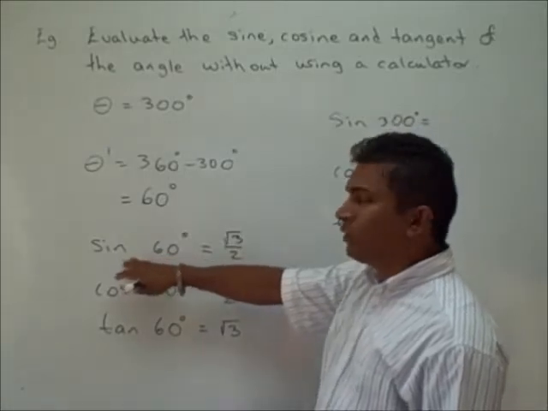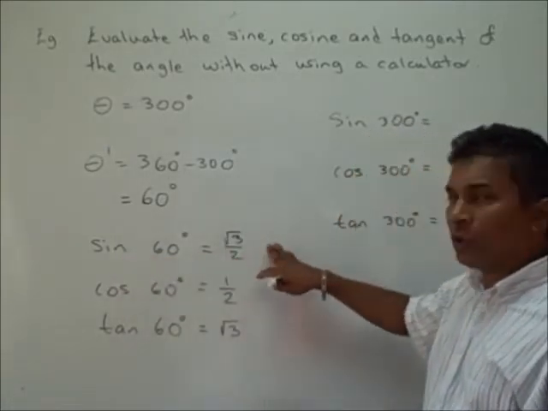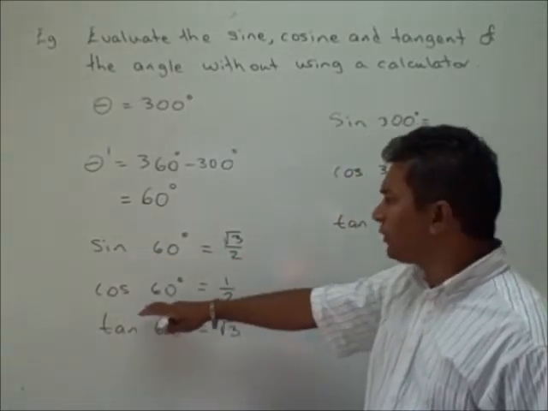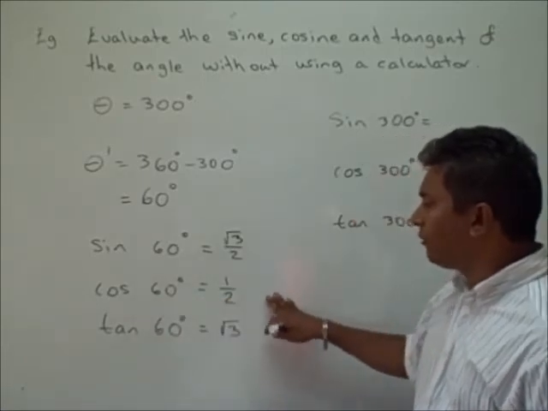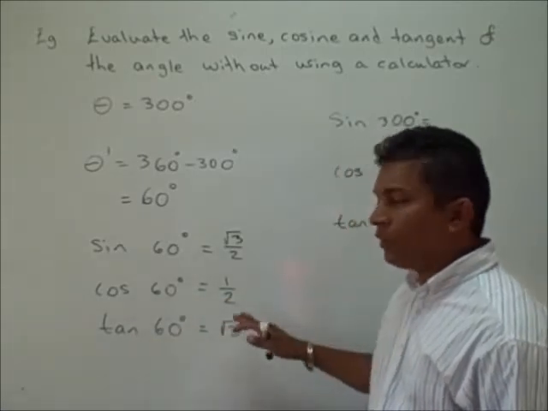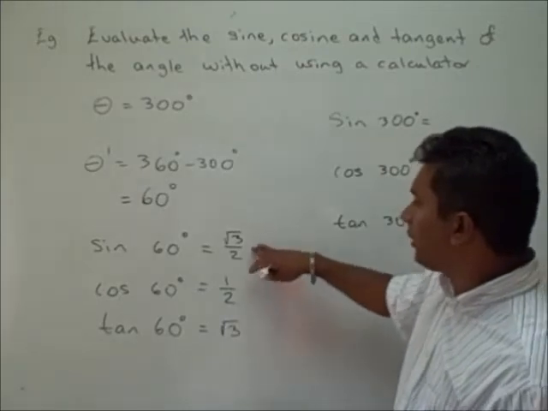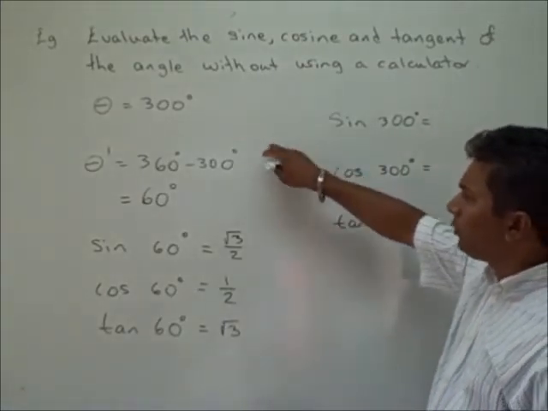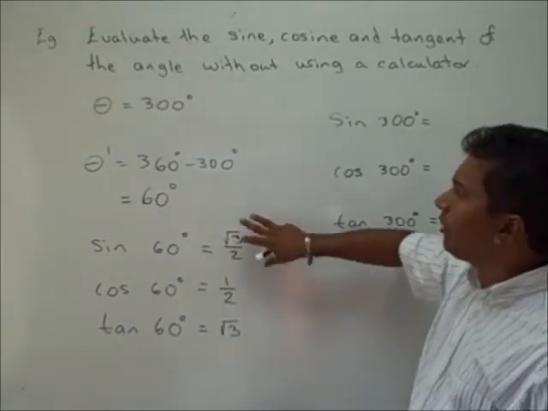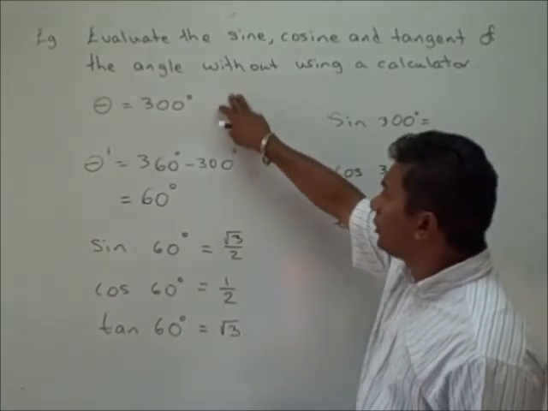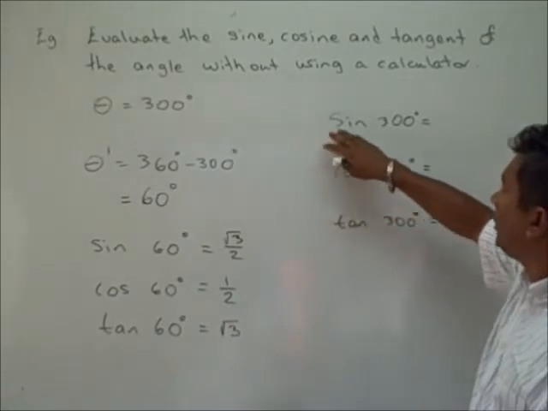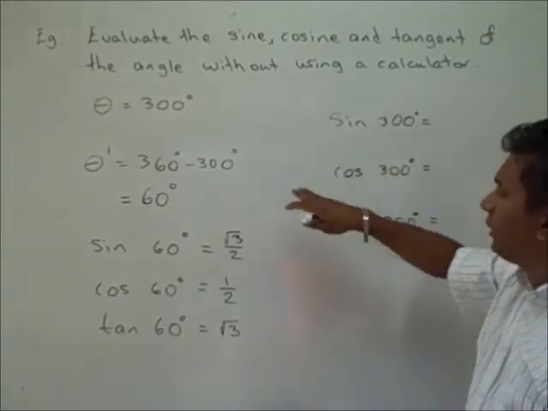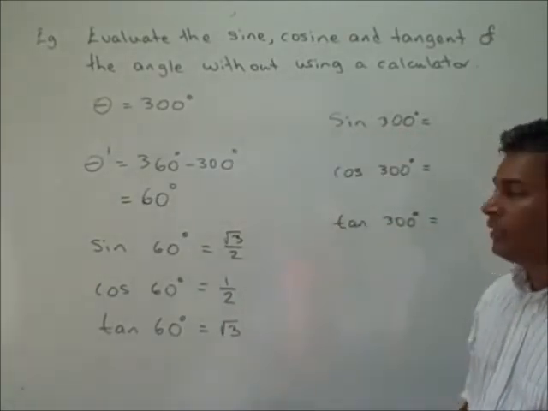We know from our unit circle that the sine of 60 is equal to the square root of 3 over 2. The cosine of 60 degrees is equal to 1/2. And the tangent of 60 is equal to the square root of 3, since it's sine over cosine. As we mentioned before, reference angles are equivalent to the original angle. So here we know that sine of 300 is equivalent to the sine of 60.